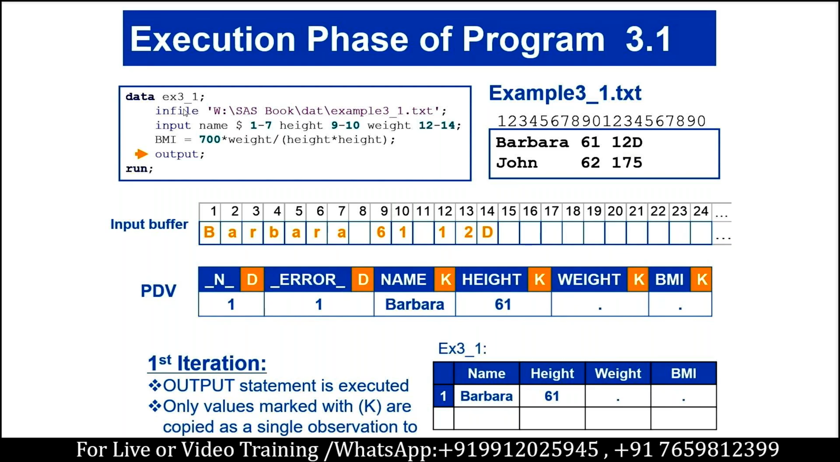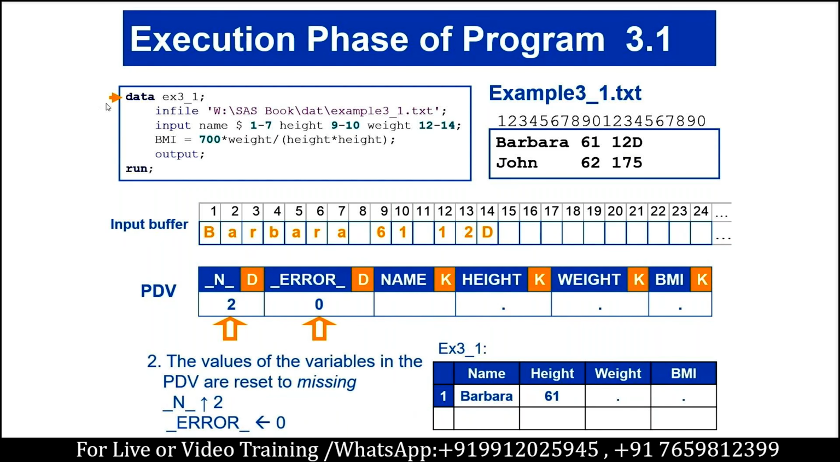What is your output dataset name? Example 3_1. See, within a moment, it will send to the output dataset. Again, the SAS cursor moves to the top to read the second record. _n_ is 2, _error_ is 0. Again, all values are set to missing. Second record, guys. Second iteration.